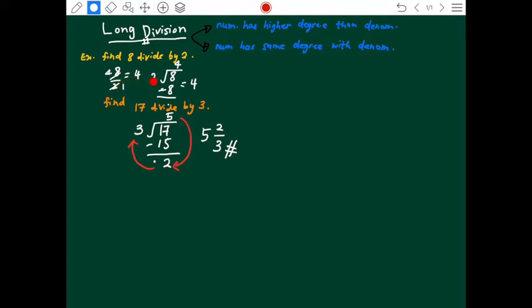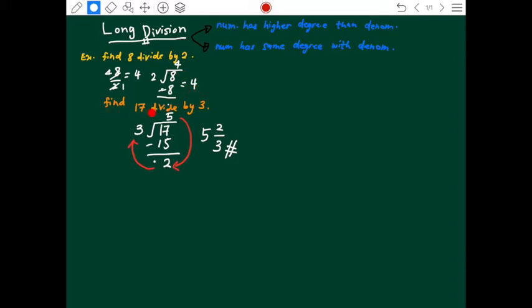And then if I ask you to write it in the long division form, this is what we call the long division technique. So 8 divided by 2. 4 times 2 is 8. So 8 minus 8 is 0. So the final answer is 4.